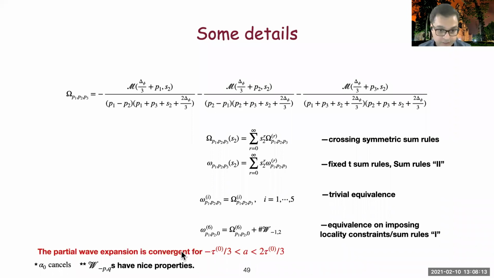So I'm very sorry, but I did not have time to explain where this comes from, but there is also an analog where the conformal partial wave expansion converges. So there is some range. And in fact, this actually also explains why you cannot use these kind of things to do a conformal partial wave expansion for the 2D Mellin amplitude without doing subtractions.